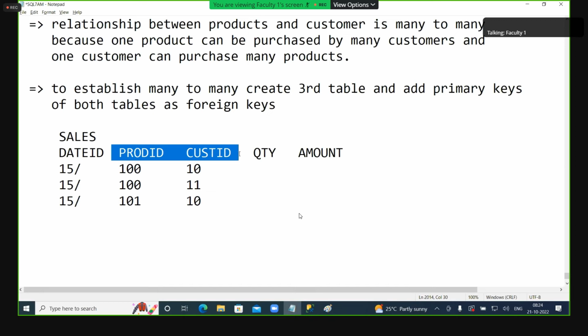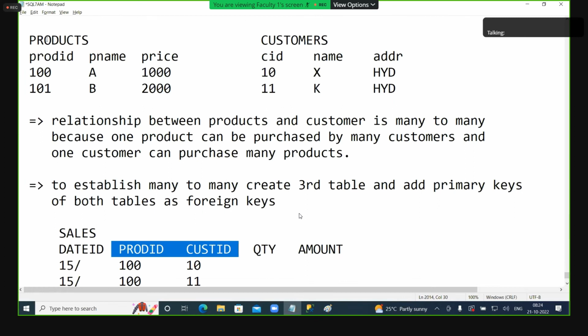Sir, earlier, if you want to establish one to many, it is directly possible; indirectly, in another table, add a foreign key. One to one, directly possible. Many to many, directly not possible. Now we have to break the many to many into what, sir? Two one to many relationships.